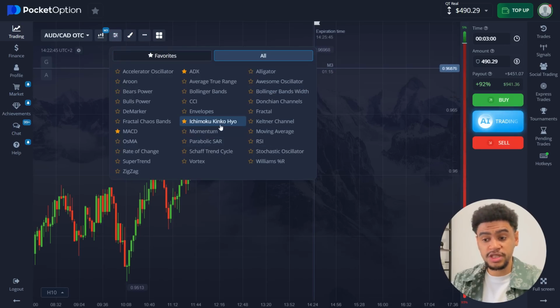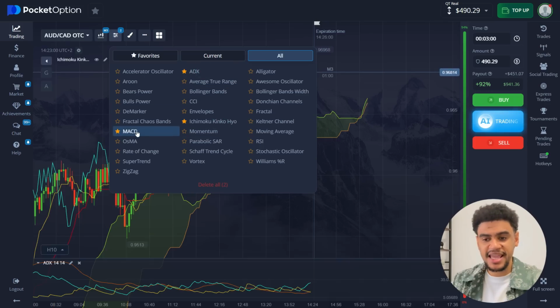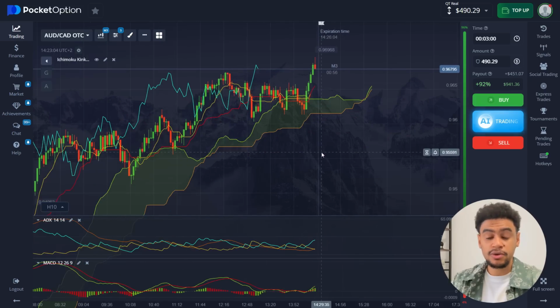First one is going to be Ichimoku indicator. Not a lot of people know about this indicator or use it, and I decided to give it a chance. I tweaked the settings a little bit and the results came out pretty good, so I'm going to show you. So let's go to Ichimoku. We're going to use ADX and MACD. These 3 indicators are going to go on your chart, and now let's go over each one of these and I'm going to explain what they do and how 3 of these can make a difference to you in the market.